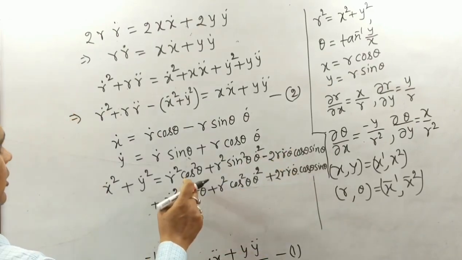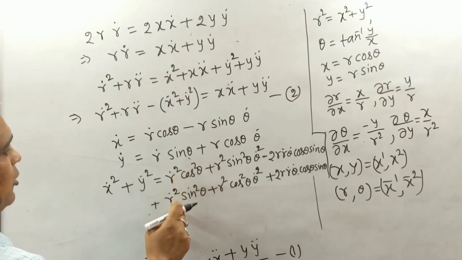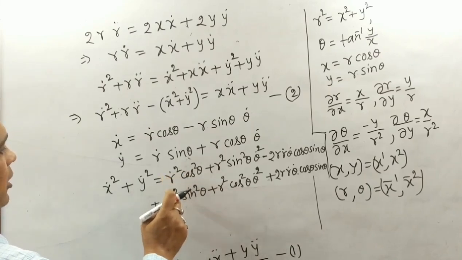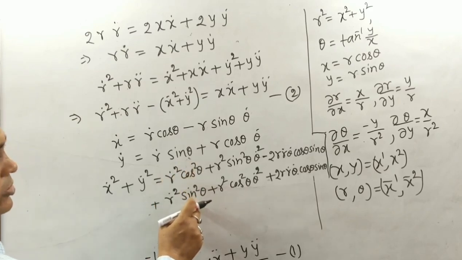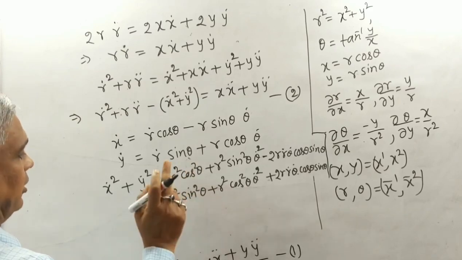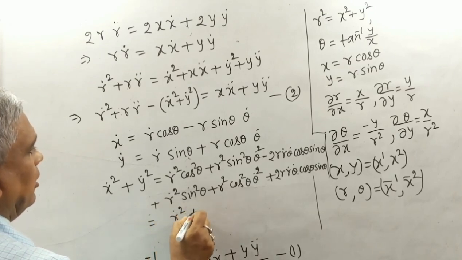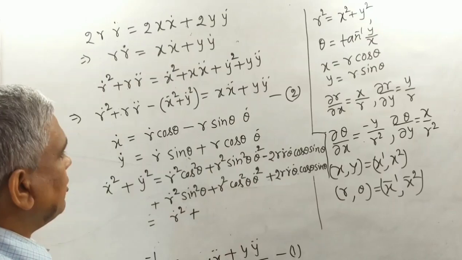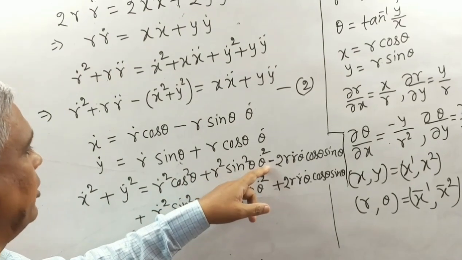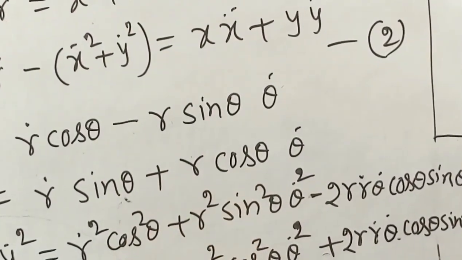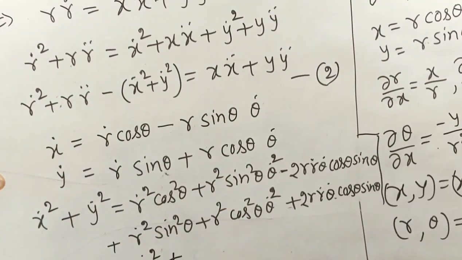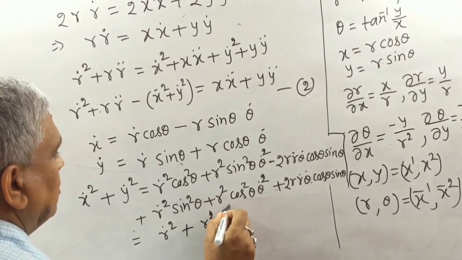And here if we take r dot square common, then we will get r dot square into cos square theta plus sin square theta. That is 1, that is equal to r dot square. Here also if we take common r square theta dot square from these two terms, we get sin square theta plus cos square theta, that is 1. So this will give the result r square theta dot square.